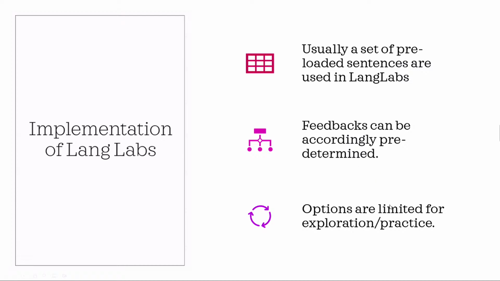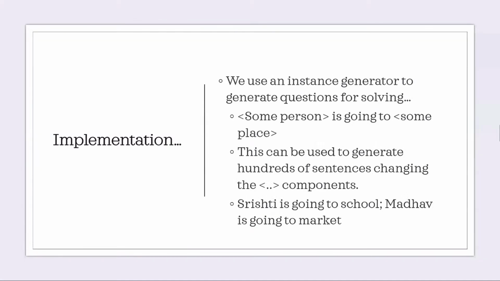Now, another problem I mentioned when I was giving you a demo is that you need to have a good repository, a good collection of sentences to do this lab. Every time I was changing the word or saying next, a new sentence was coming up. Where does it come from? If I preload a set of sentences, you may exhaust that collection very easily. It will also limit the set of options available for practice, and feedback is also going to get predetermined.